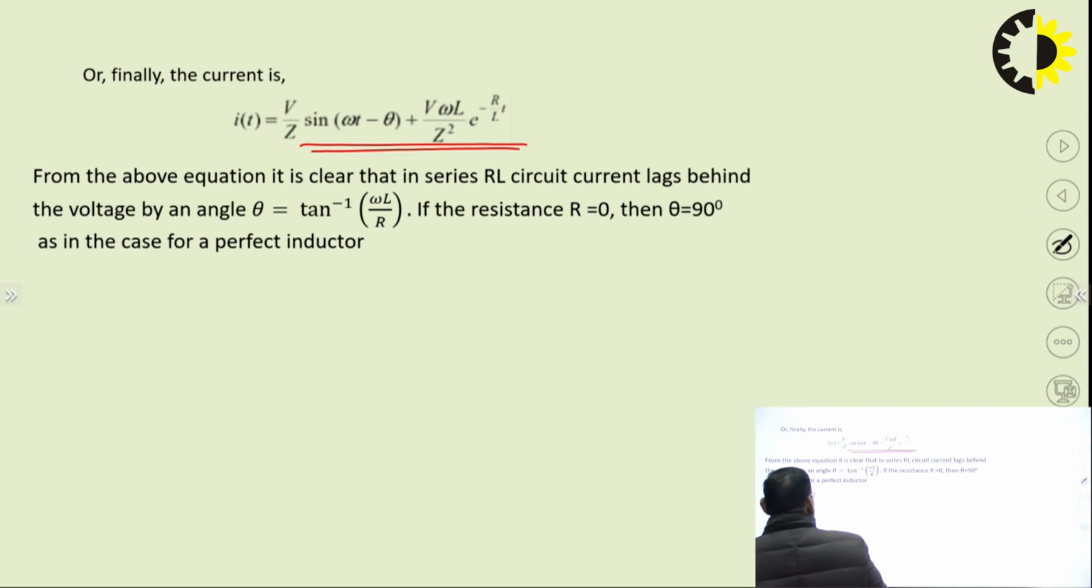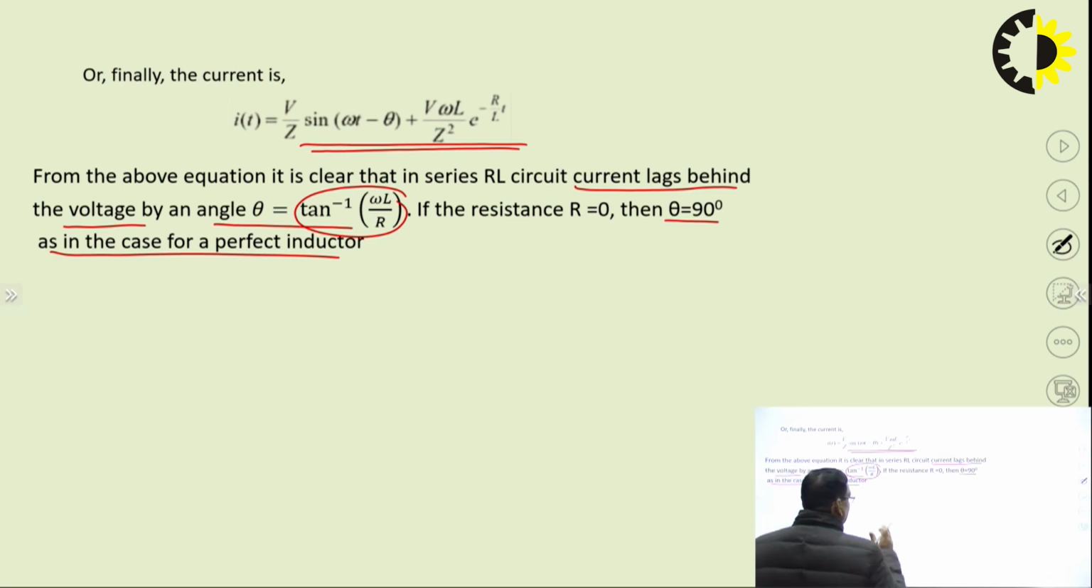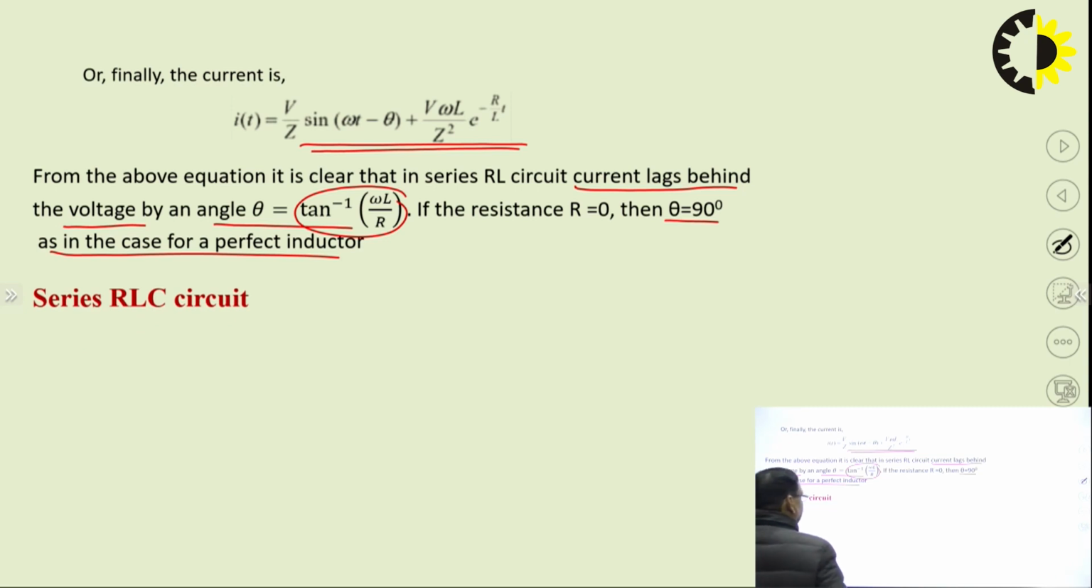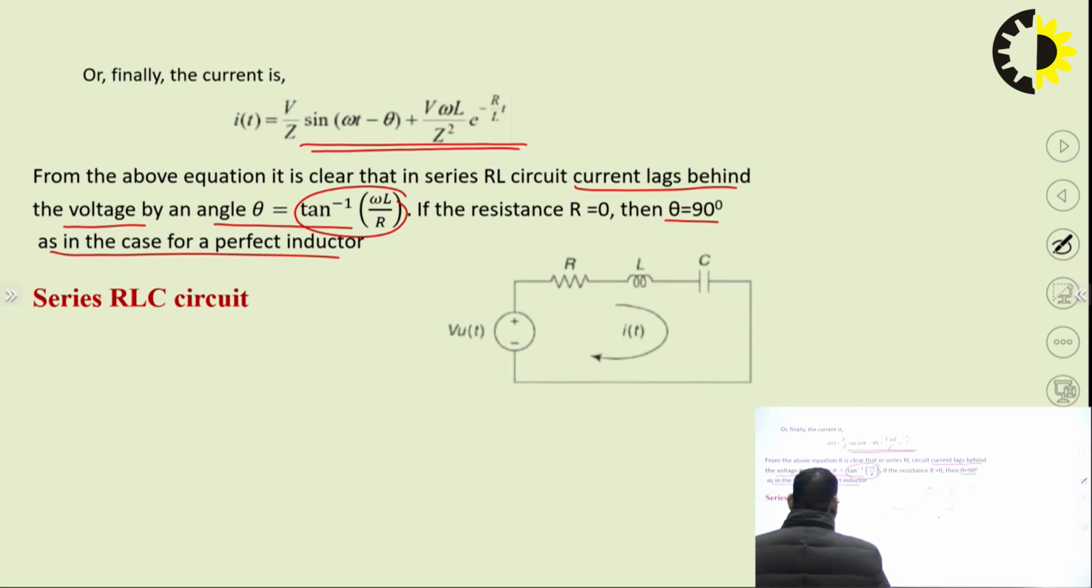So we can see that the current lags behind the voltage by an angle theta, which is tan inverse of omega L by R. If the resistance is 0, then theta is 0. In the case of a perfect inductor, R is 0, so the current will lag by 90 degrees. So these are the transient behaviors of the RL circuit when the inputs are step input, impulse input and sinusoidal input. Now come to the second order system.